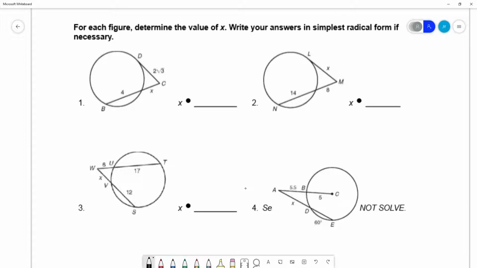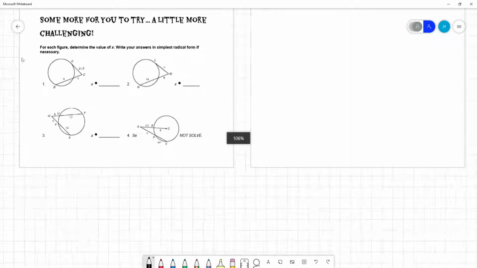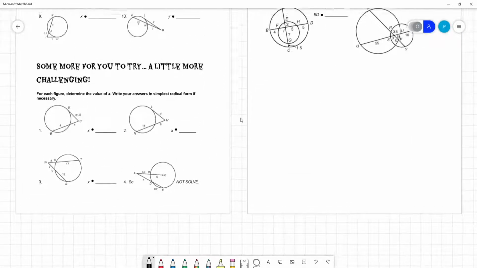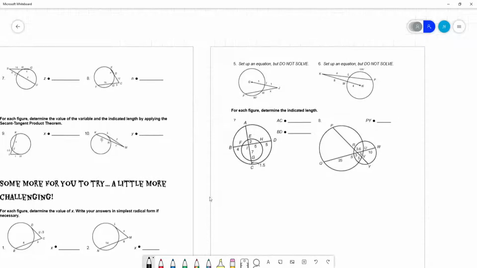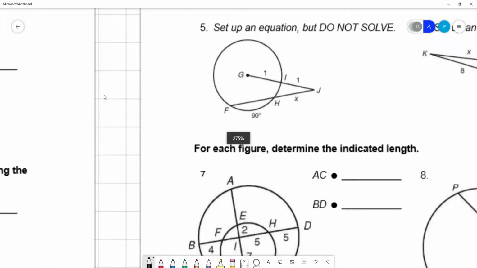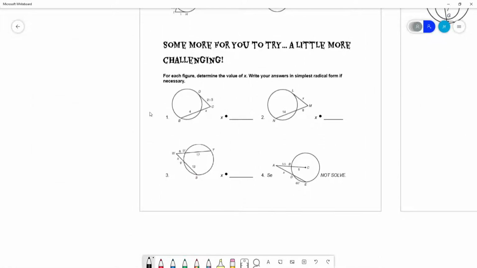Some of these problems will include only a measurement, and we're going to have to use that measurement to find that angle and then solve it from there. So let's get straight into the first two problems.